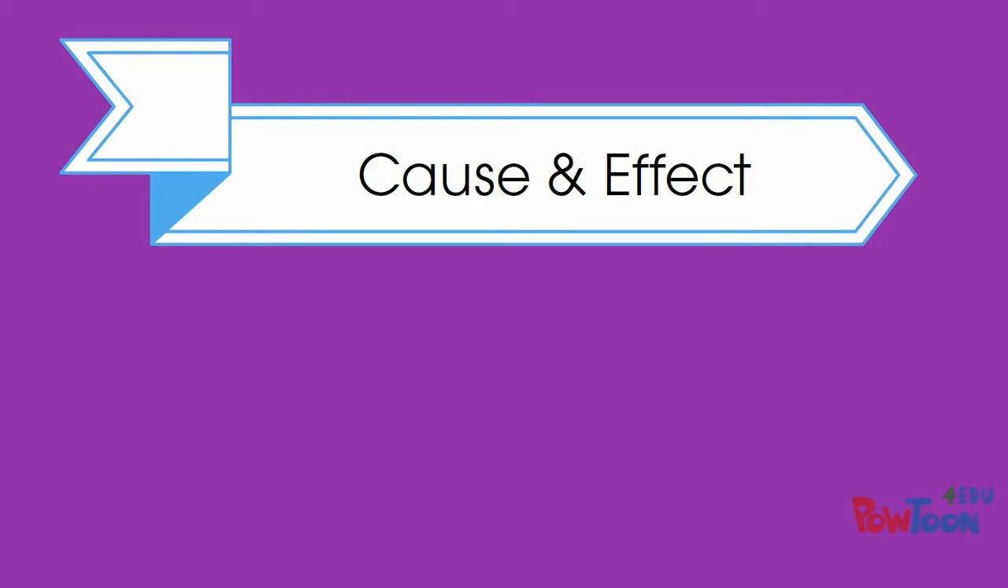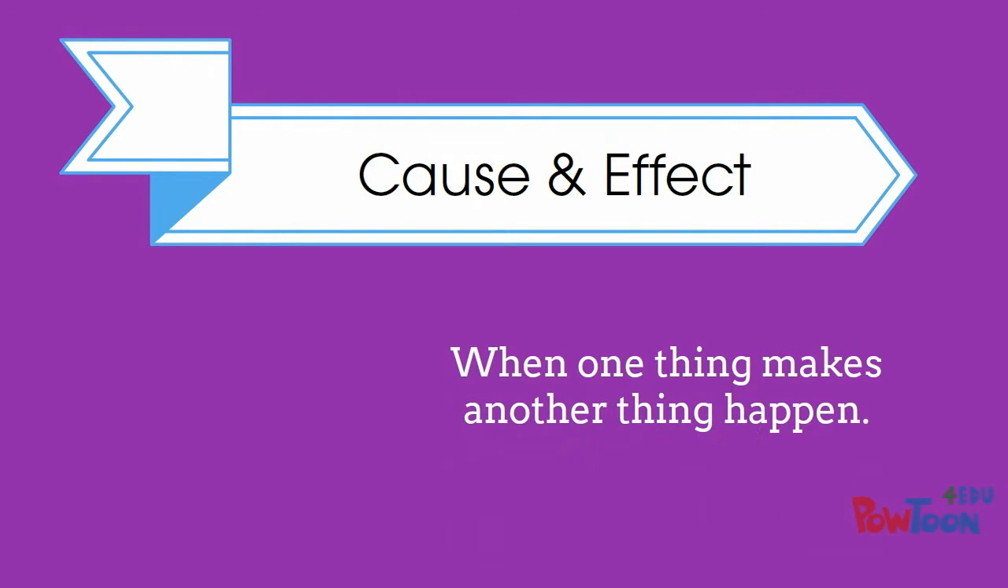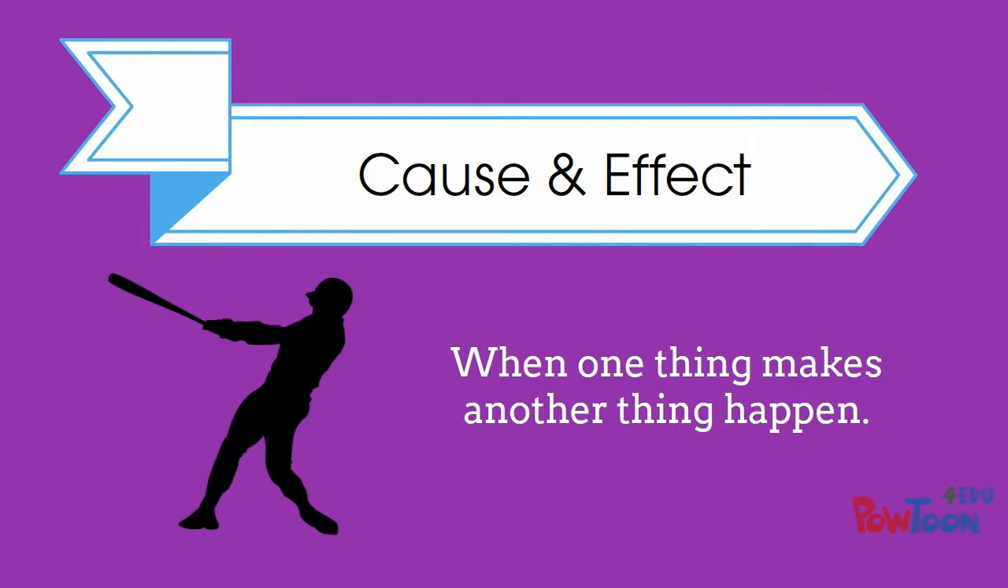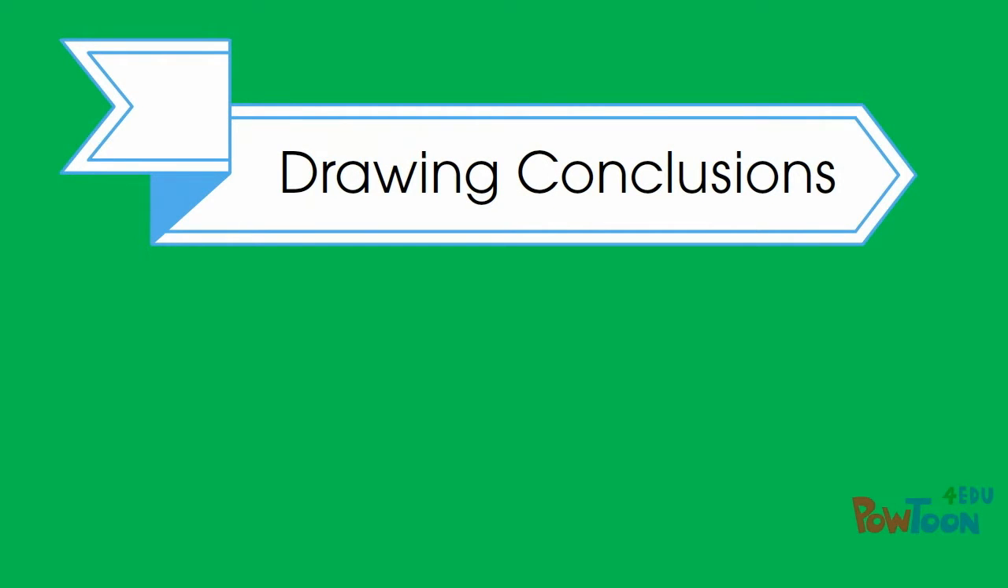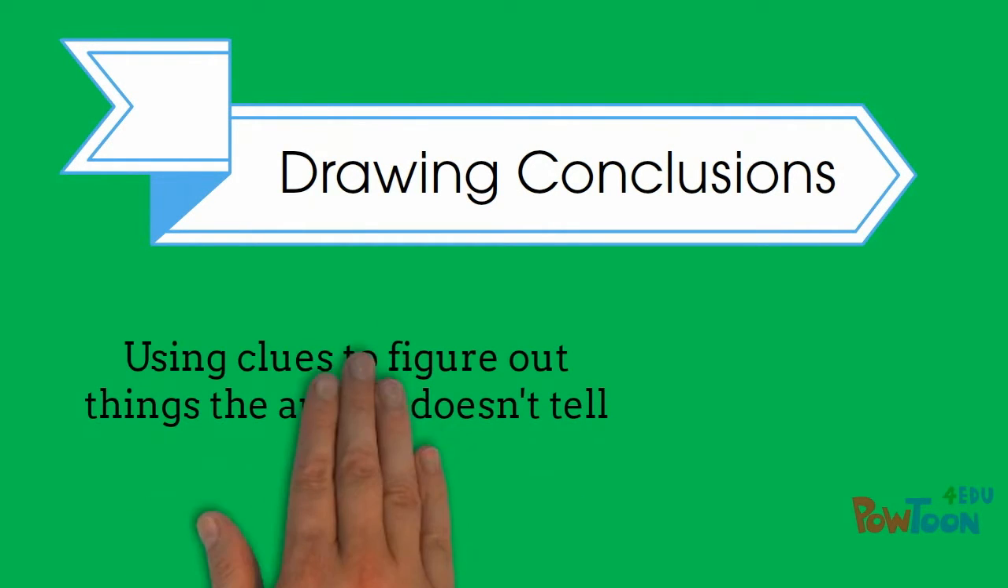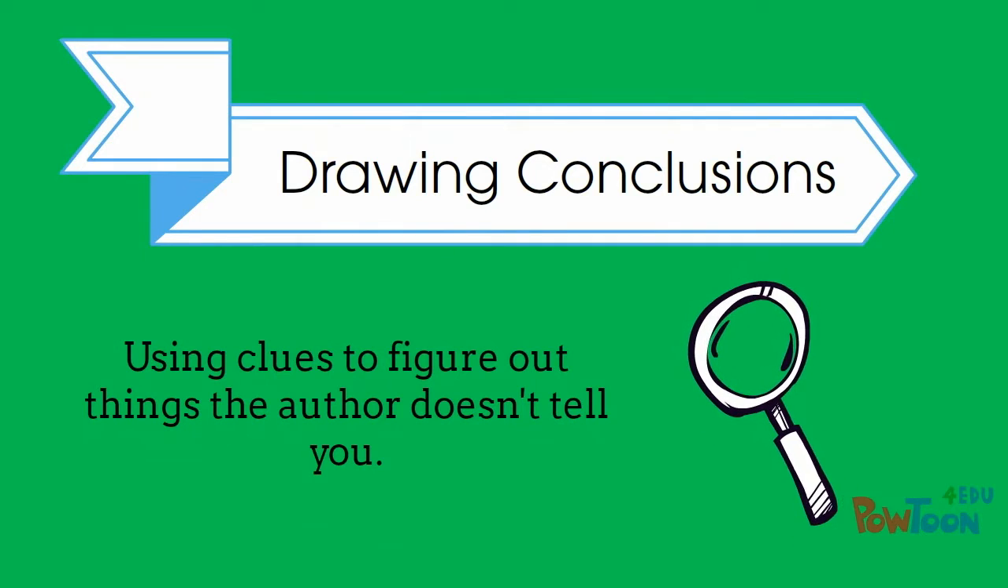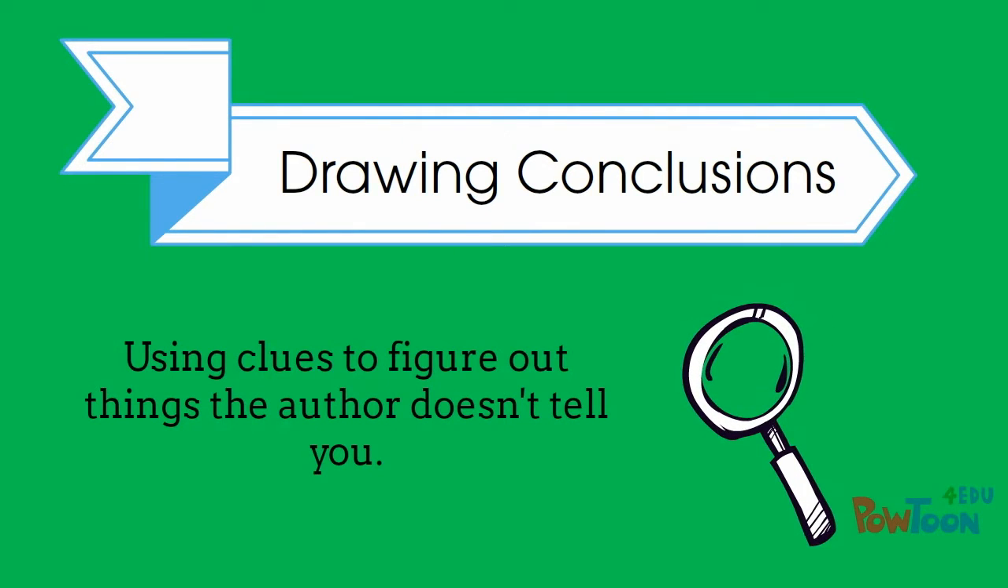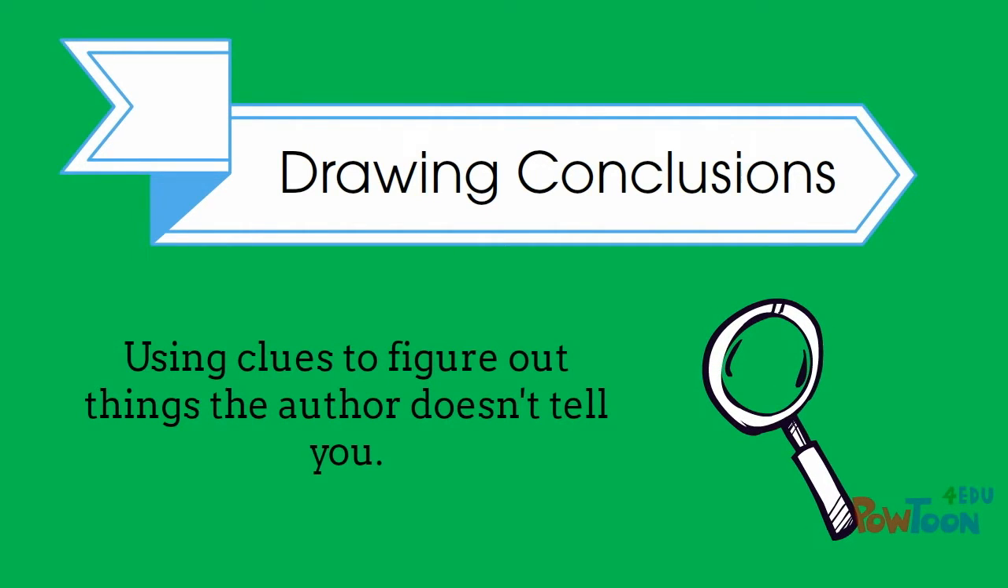In Chapter 8, you learned about cause and effect, when one thing makes another thing happen. Oh my, I wonder what caused that glass to break. Finally, in Chapter 9, you learned how to draw conclusions, using clues to figure out things the author doesn't tell you. One of your questions asked you to draw a conclusion about what happened at the end of Chapter 9. Did you conclude that Annie and Jack are back home at Frog Creek? You're about to find out if you were right or not.